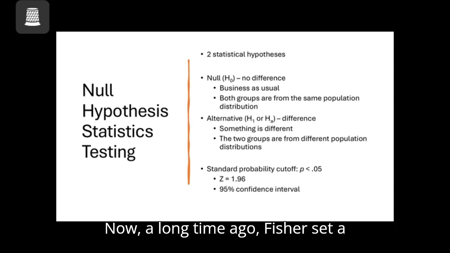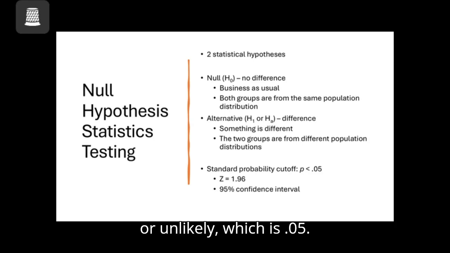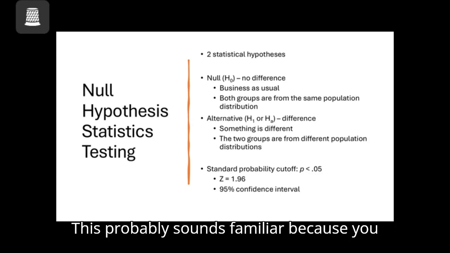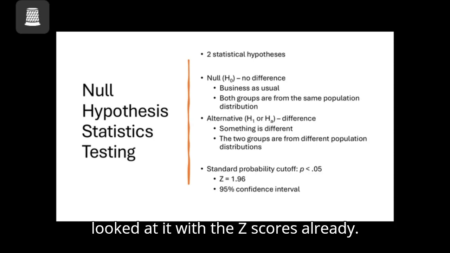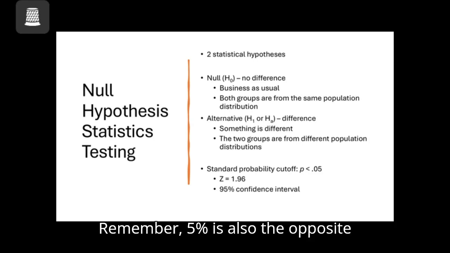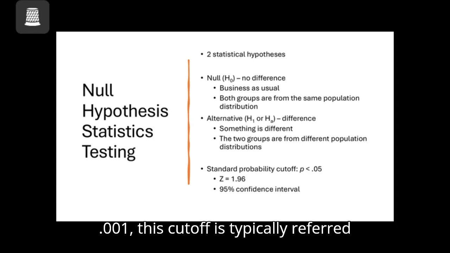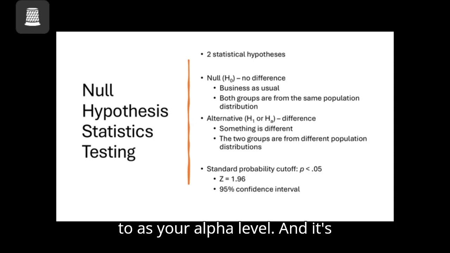Now, a long time ago, Fisher set a cutoff for what we should consider likely or unlikely, which is 0.05. This probably sounds familiar because you looked at it with the z-scores already. That is that 5% cutoff. Remember, 5% is also the opposite of 95%, which is what we established as our confidence interval already. This cutoff, whether it is 0.05 or 0.01 or 0.001, is typically referred to as your alpha level.